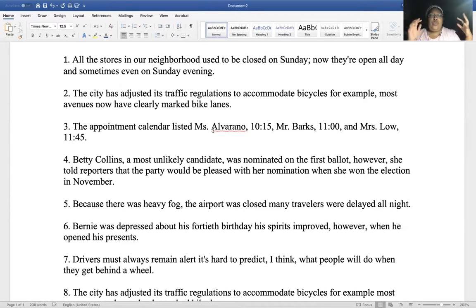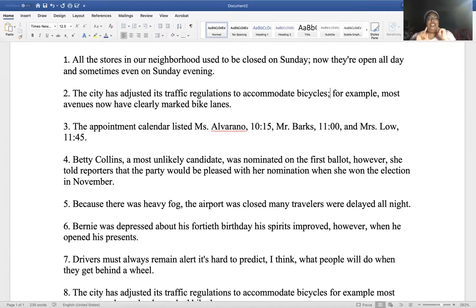And what are they doing? They have adjusted, or has adjusted, which is my helping verb with my other verb. And what is it adjusting? Traffic regulations to accommodate bicycles. That's the end of the sentence. Semicolon goes right there.